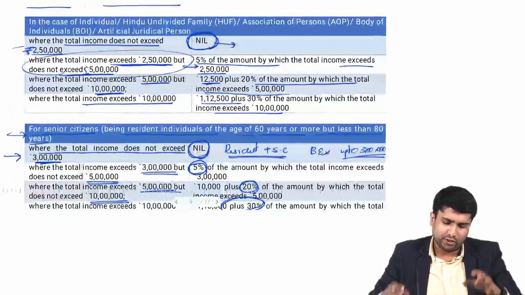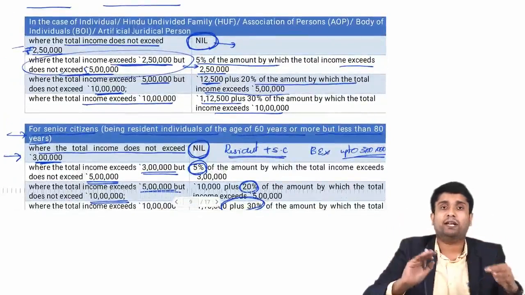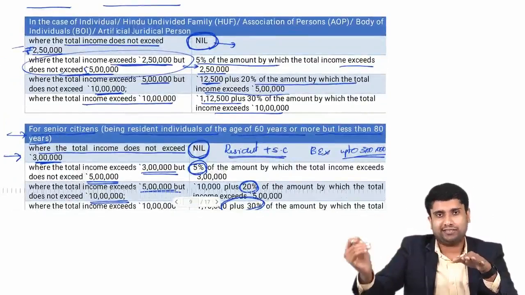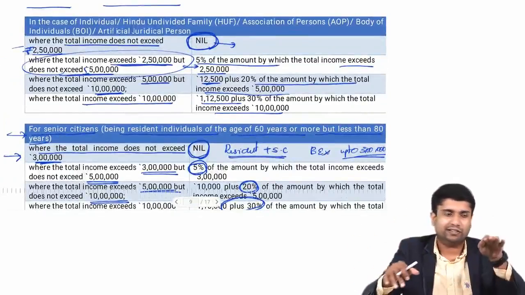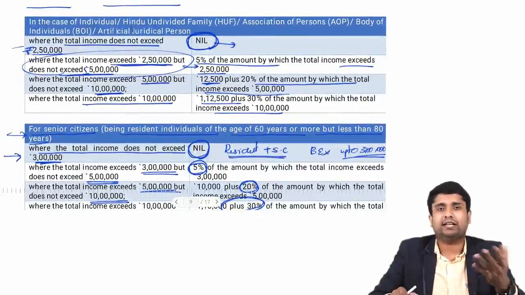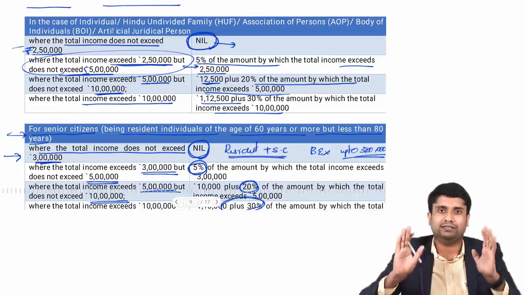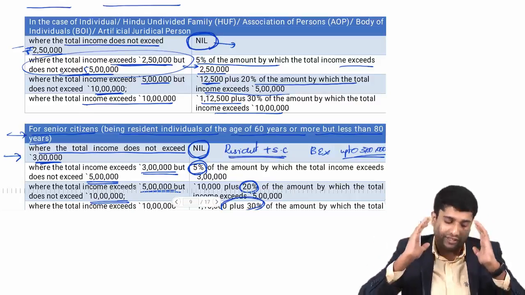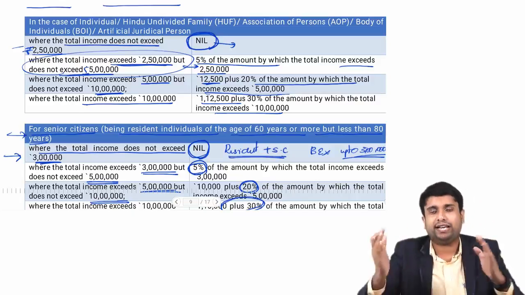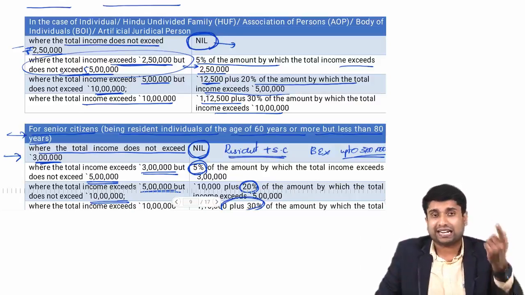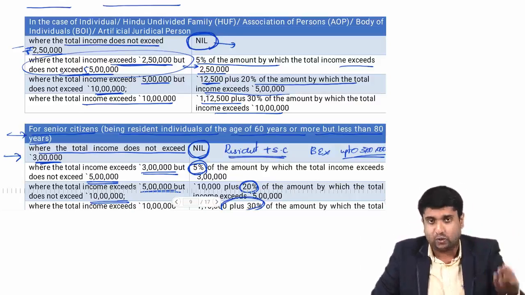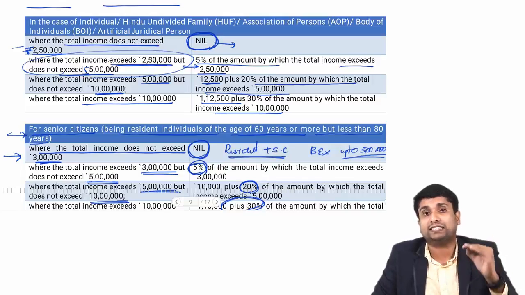If you are a non-resident, your rate of taxes will be the normal: up to 2,50,000, no tax; 2,50,000 to 5 lakhs, 5%; 5 to 10 lakhs, 20%; above 10 lakhs, 30%. It will be normal. This is the normal rate applicable for every individual, HUF, AOP, BOI, AJP. And if you are a resident plus a senior citizen, then only your basic exemption limit starts at 3 lakhs.